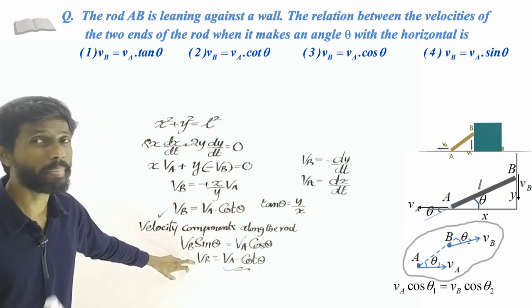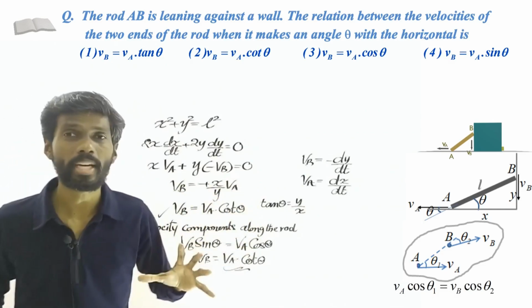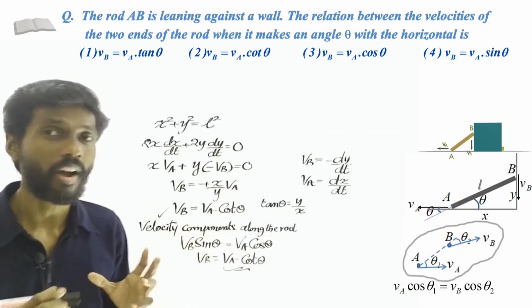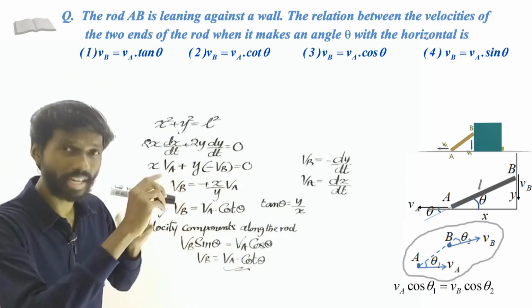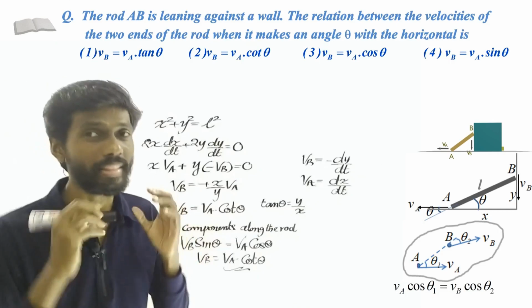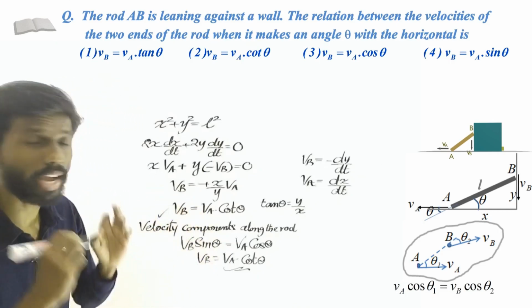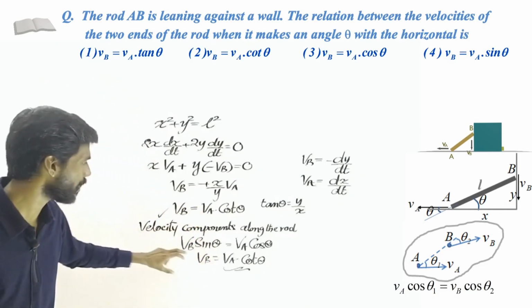So velocities may be different at different points if the object is rotating, but take the components along the length, okay? So along the line joining these 2 different points, these velocities will have the same value, right? So we use that idea to get the answer also.